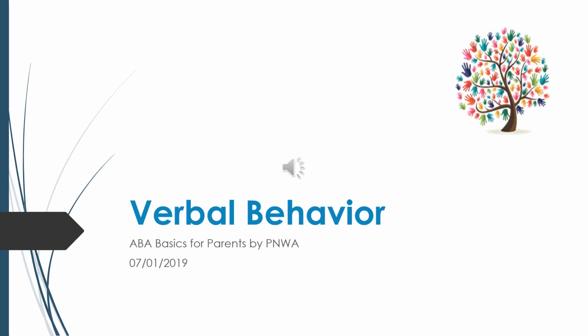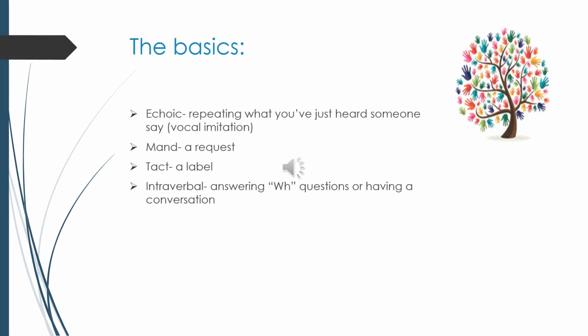In this presentation, we will cover verbal behavior. There are four main types of verbal behavior: echoic, mand, tact, and intraverbal. Echoic is repeating exactly what was said by the other person. Mand is another word for request and comes from the word demand. It is the first vocal behavior that children acquire and doesn't necessarily have to be a word. For example, when babies cry, they may be requesting or manding for milk, a diaper change, or sleep.